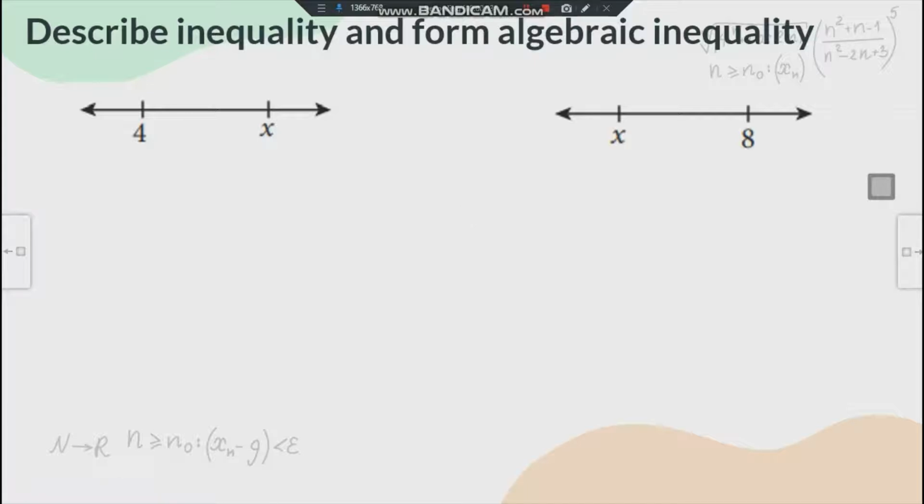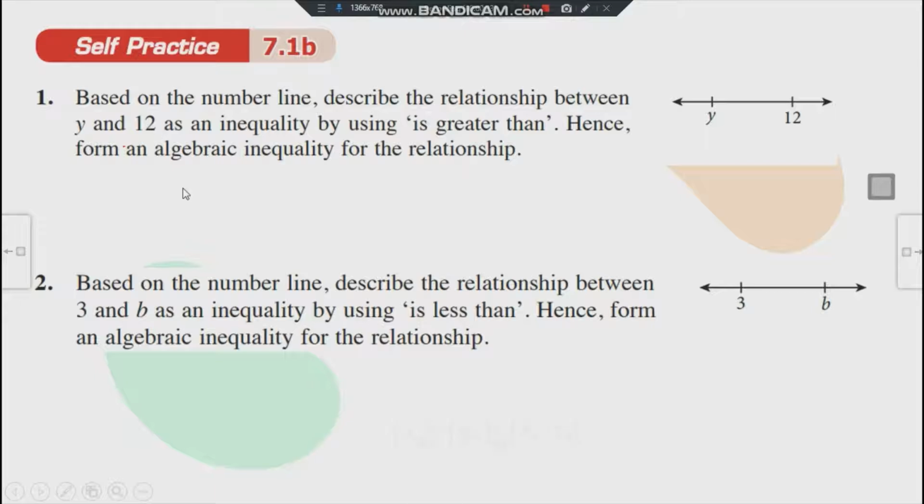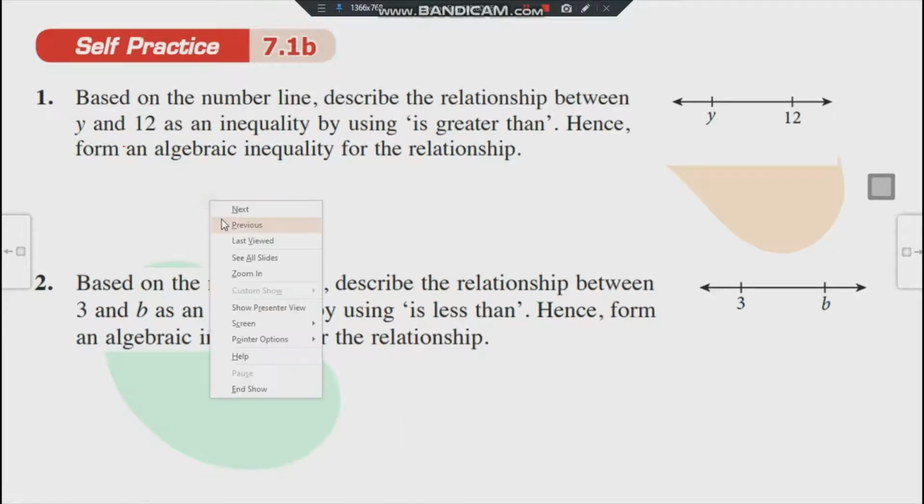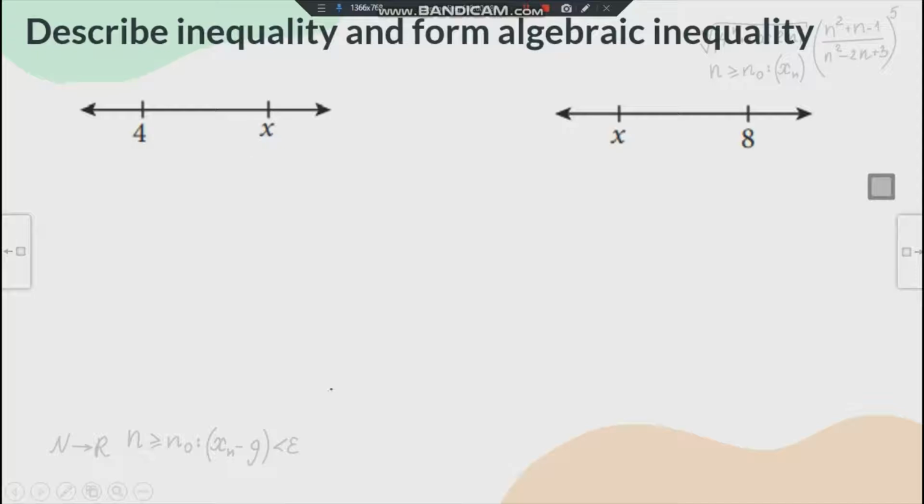Second part from our learning standard, which is describe inequality and form algebraic inequality. These two number lines are from your textbook. So how can we describe this number line? How can we compare a number, which is 4, with a variable, which is x?